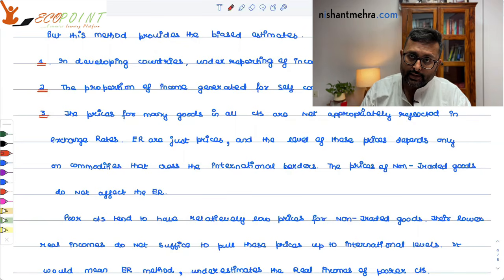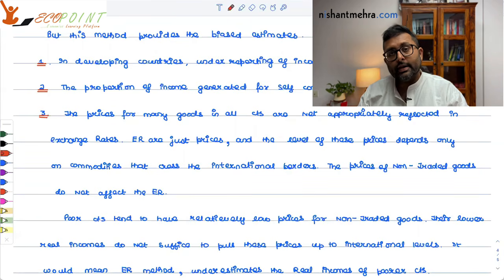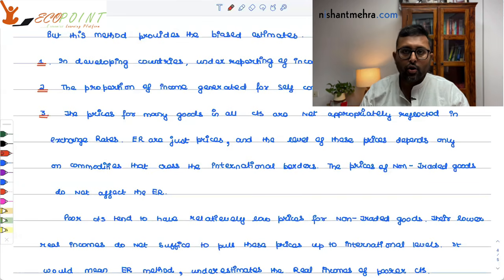Because the exchange rate is going to reflect only the prices of goods which are crossing the international borders, right? So in this case, the prices of non-traded goods are not included in the exchange rates. Secondly, poor countries are poor, right? I mean, they will have low prices even for the non-traded goods. Their real incomes are not going to be sufficient that they can pull up to the international standards.